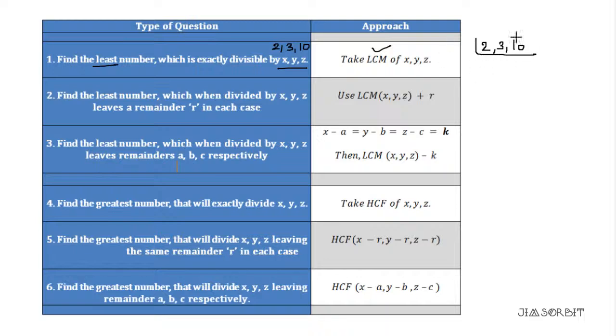We can directly find it. Just see, 2 and 3 are prime numbers, so their LCM is 6, and hence the LCM of 6 and 10 is 30: 6 times 5 is 30, 10 times 3 is 30. So it should be 30. Hence the number which is divisible by all the numbers 2, 3 and 10 is 30.